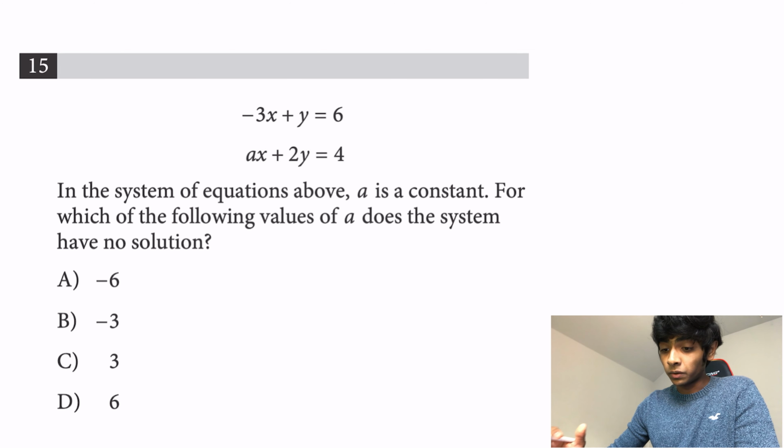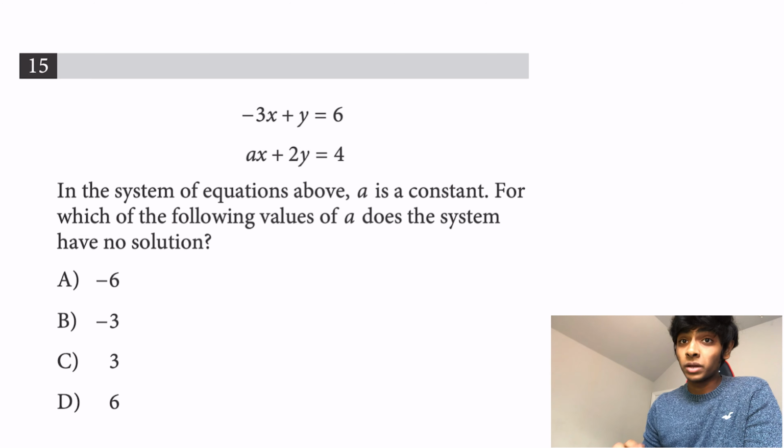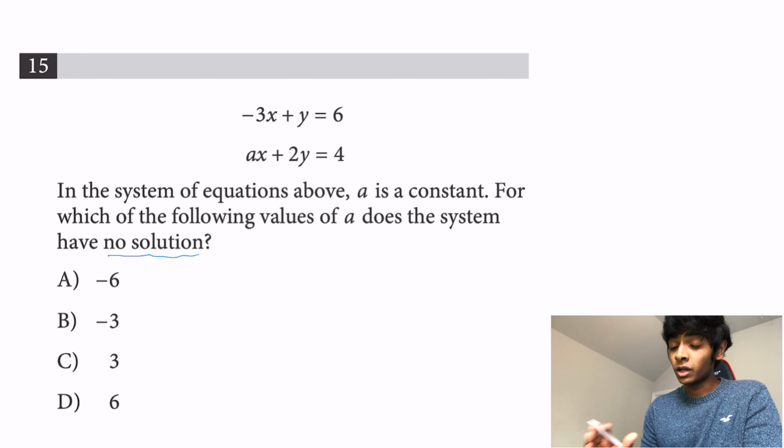Okay, now let's go on to another question, and this is number 15, and it says that in the system of equations above, A is a constant. For which of the following values of A does the system have no solution? So the keyword here is no solution. So when a system of equations doesn't have any solutions, it means no matter what the value of x, they'll never be equal. So we have to keep that in mind when we solve these types of questions.